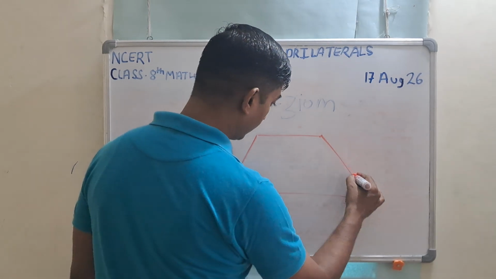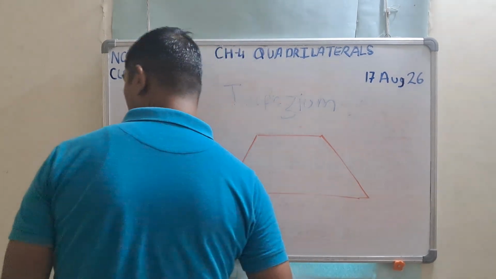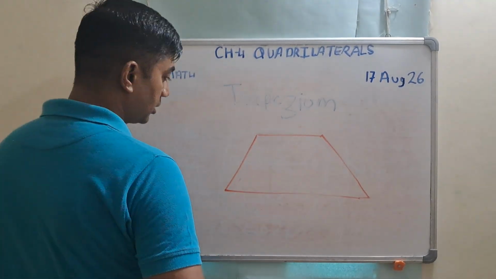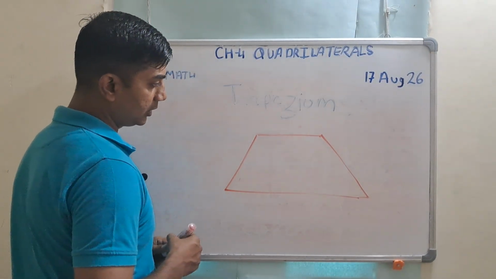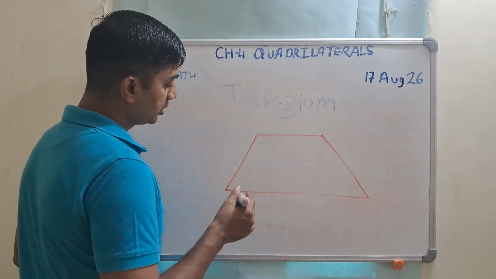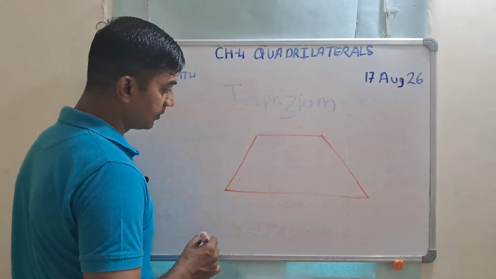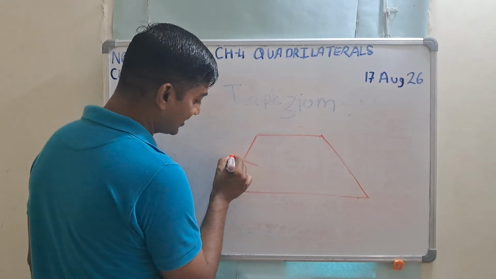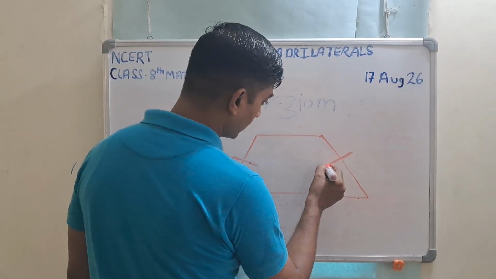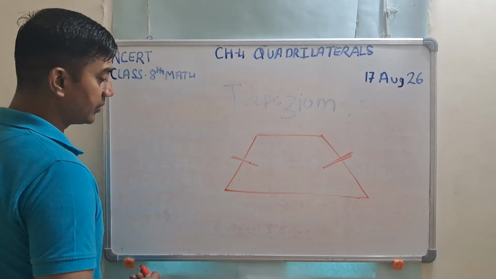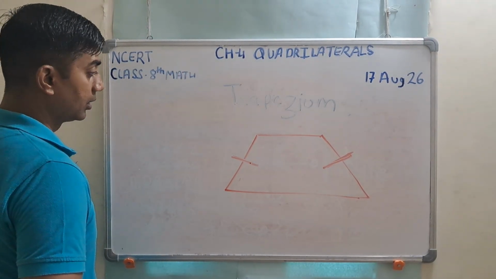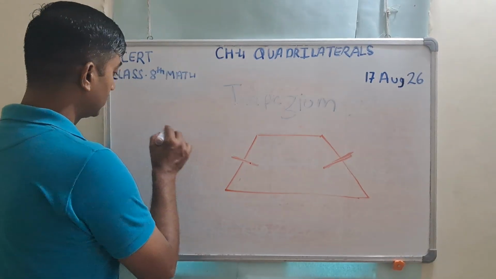We have two types of trapezium. Understood? One we call an isosceles trapezium. In an isosceles trapezium, the opposite sides are parallel, but the non-parallel sides are equal. In that case, this trapezium is called an isosceles trapezium. Understood?